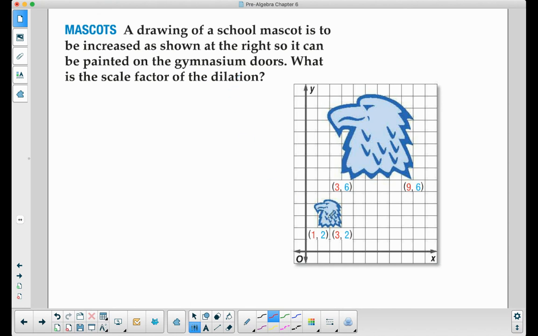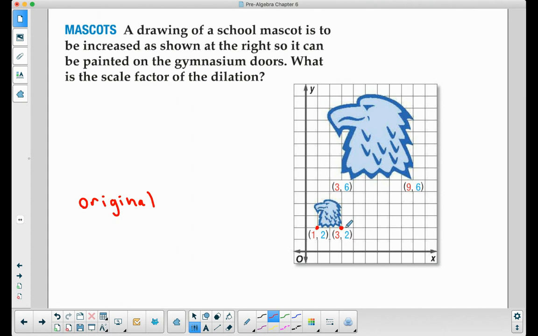So we are taking the original drawing of the school mascot and they want it to be increased. Okay, so we're going to take the lengths of these 2 points and then we're going to compare them so we can actually find the scale factor of this dilation. We have 0.12 here and we have 0.32 here. All right, we're going to find the distance of the original.